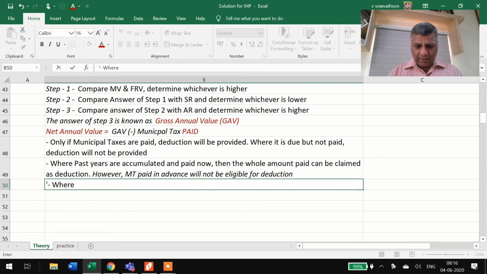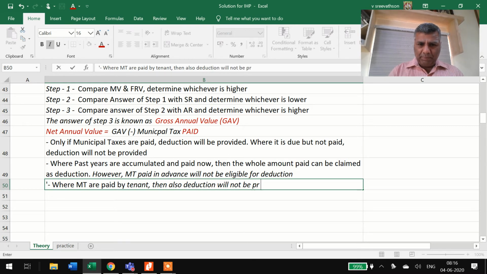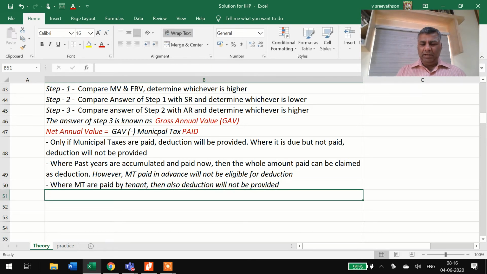Where municipal taxes are paid by tenant, then also deduction will not be provided. It means it is not paid by you, then also deduction will not be provided. Very patiently read through the theory. I will explain once more.